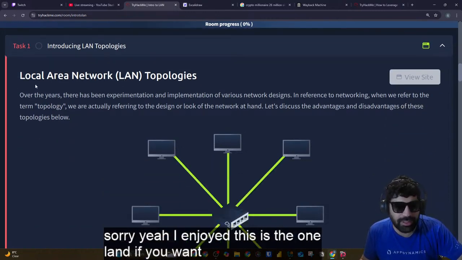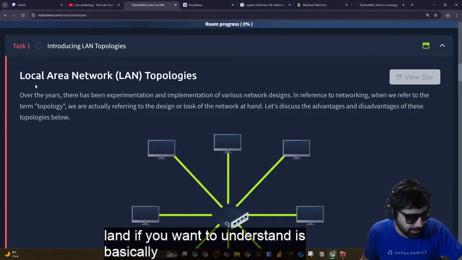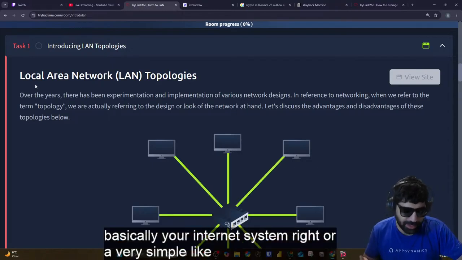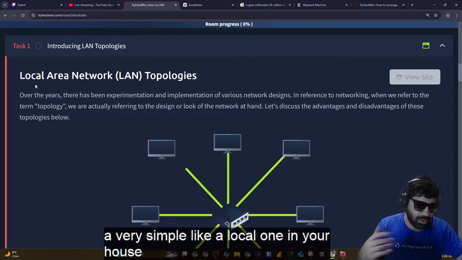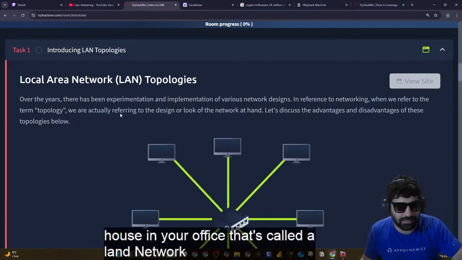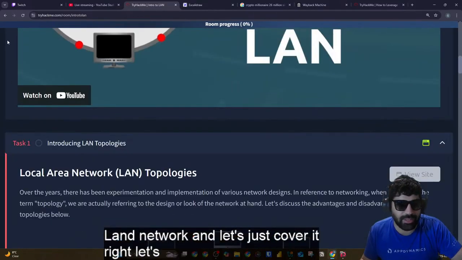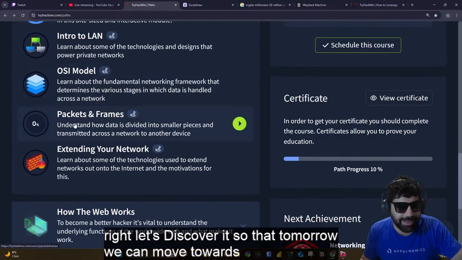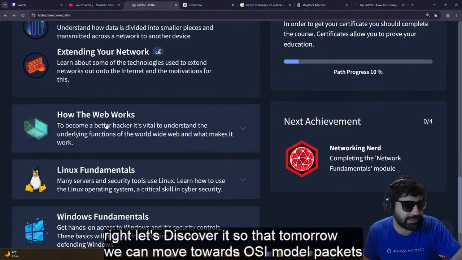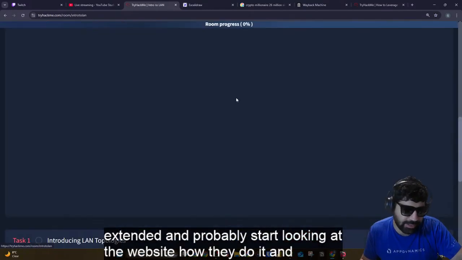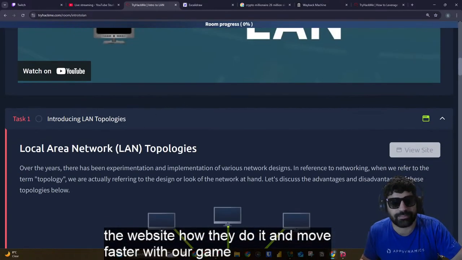LAN, if you want to understand, is basically your internet system, or a very simple local one in your house, in your office. That's called a LAN network. Let's just cover it so that tomorrow we can move towards the OSI model, packets, extended, and probably start looking at the websites, how they do it, and move faster with our game.